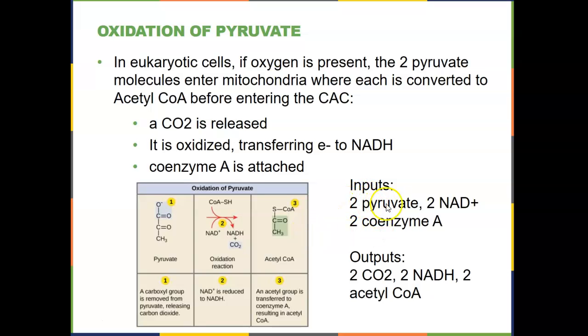So the inputs: 2 pyruvates go in, 2 NAD+ must go in, and 2 coenzyme A molecules go in. The products are 2 CO2 molecules, one from each pyruvate, this once, this twice. 2 NADHs, this once, this a second time for the other half of glucose. And 2 acetyl-CoA molecules, these guys, which we'll do more with.